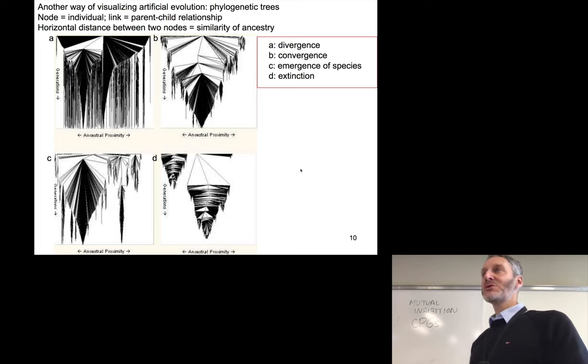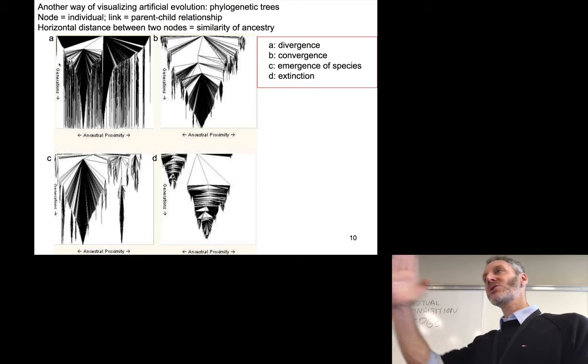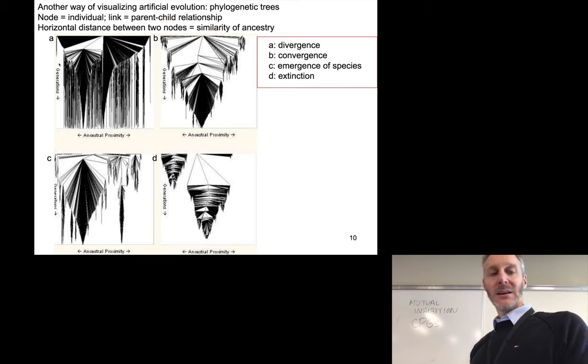Here is yet another visualization that might come in handy when you get to your final project, and maybe we'll finish with this today. This is a way not of visualizing how a robot moves, but how evolution moves over time. Each of these four panels is showing four separate evolutionary runs. And usually we plot evolutionary time going from left to right. In this case, we're plotting evolutionary time going from top to bottom. And we're going to use the horizontal axis for what's called ancestral proximity here.